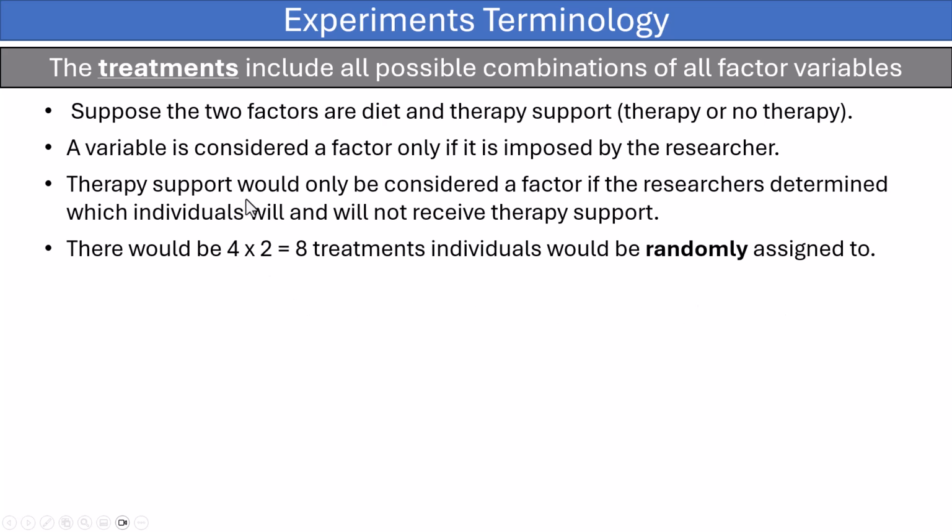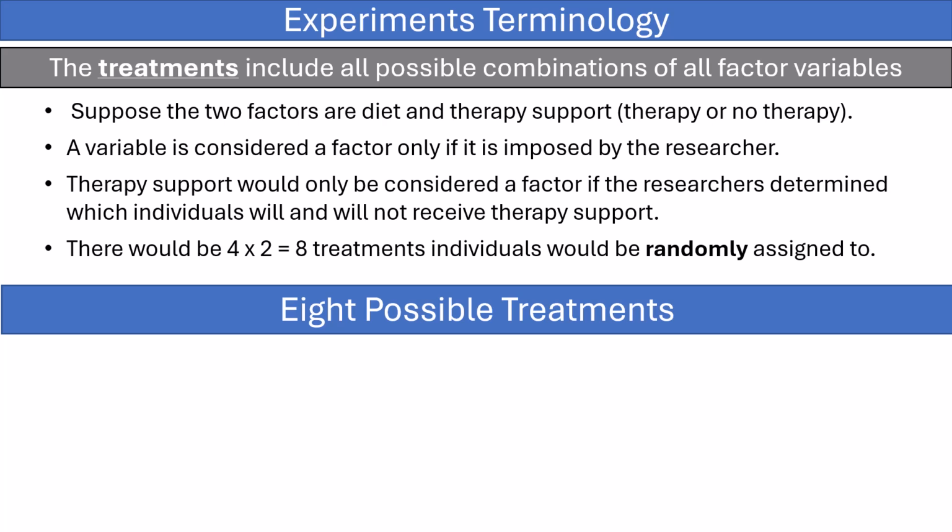Where did I get 4 by 2? Well, there's 4 diet groups and there's 2 therapy groups. So if we multiply those together, we will find that there are 8 different treatment groups, which is basically the number of ways there are to mix and match a diet with a therapy. So here will be the 8 possible treatments that we would want to research.